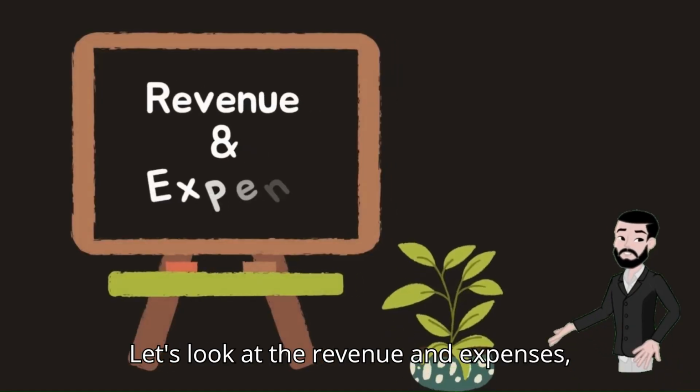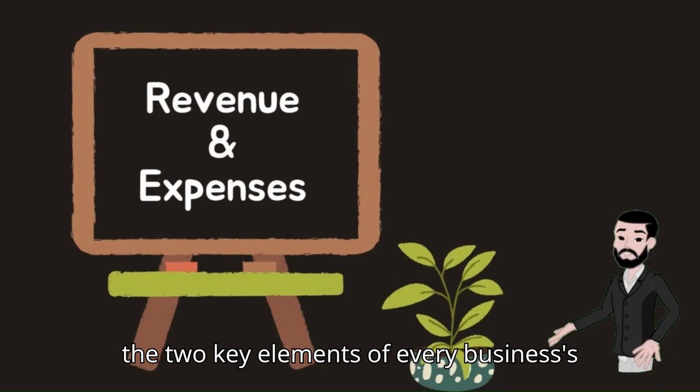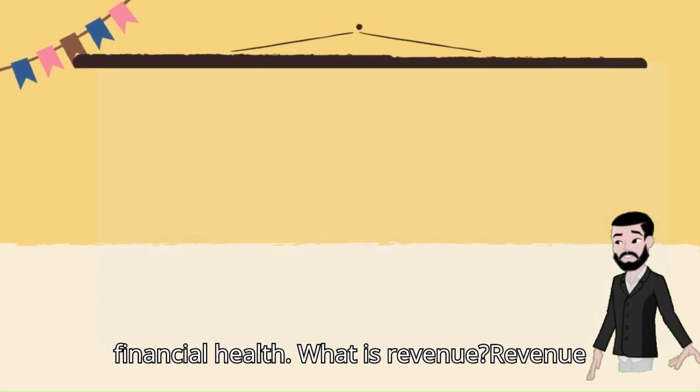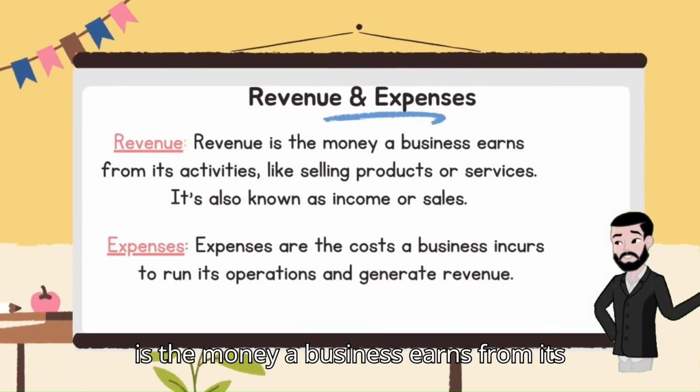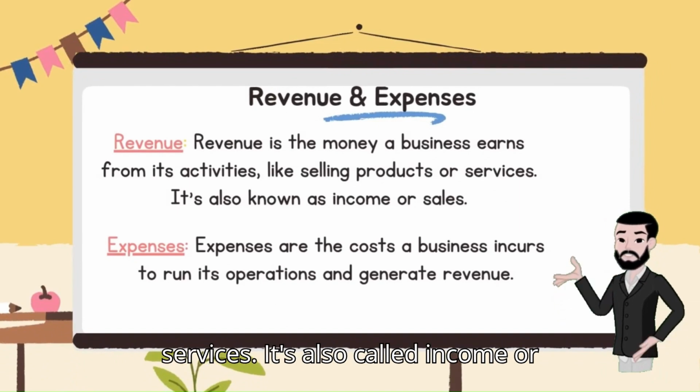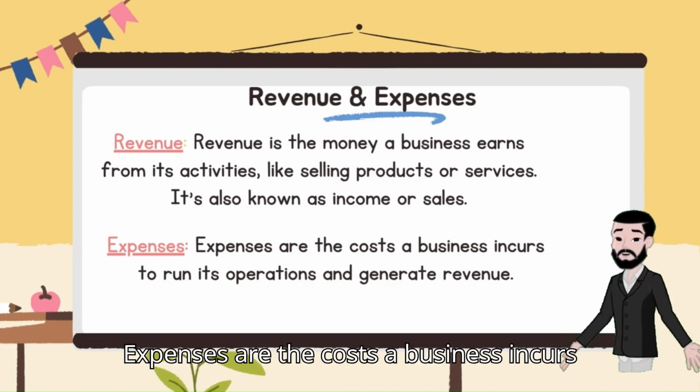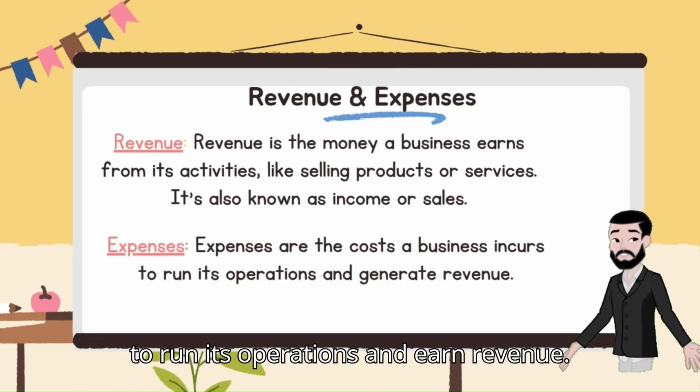Let's look at revenue and expenses, the 2 key elements of every business's financial health. What is revenue? Revenue is the money a business earns from its activities like selling products or services. It's also called income or sales. What are expenses? Expenses are the costs a business incurs to run its operations and earn revenue.